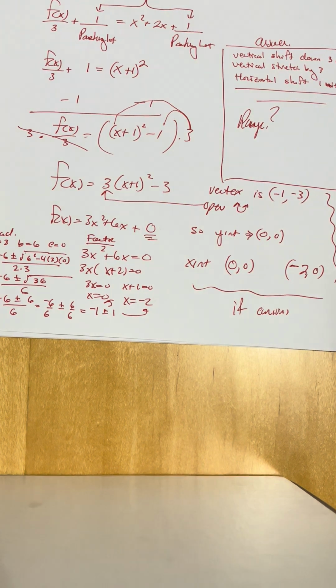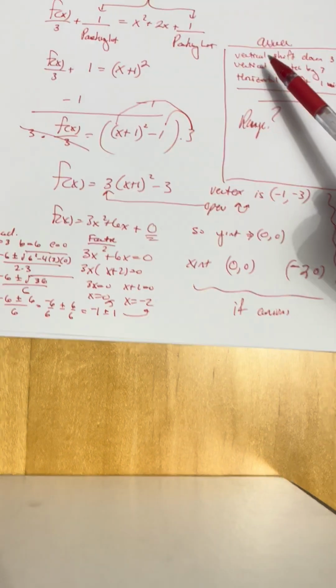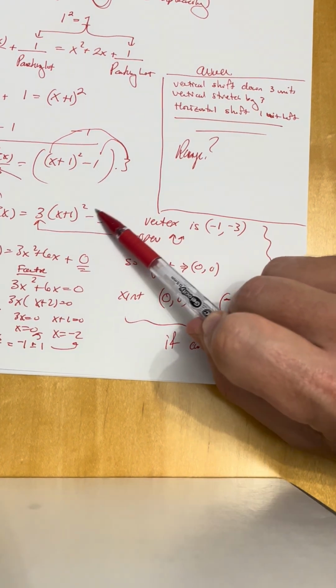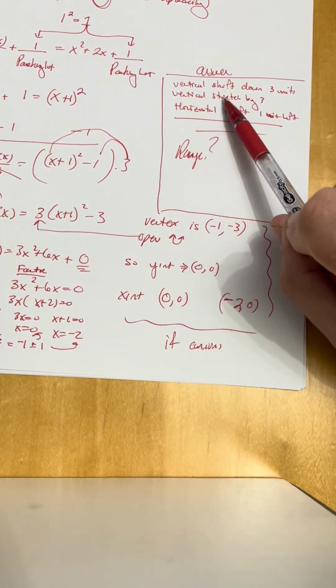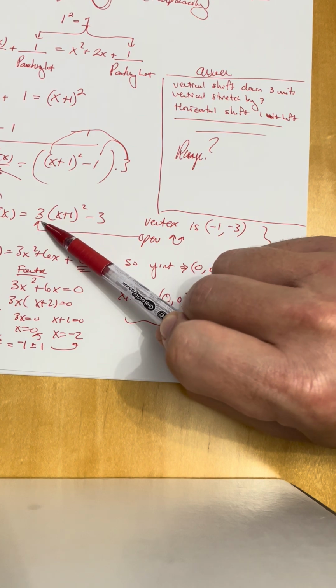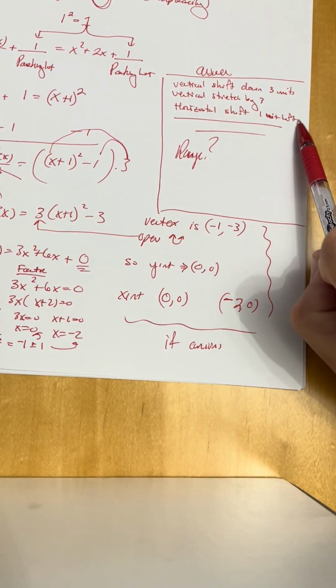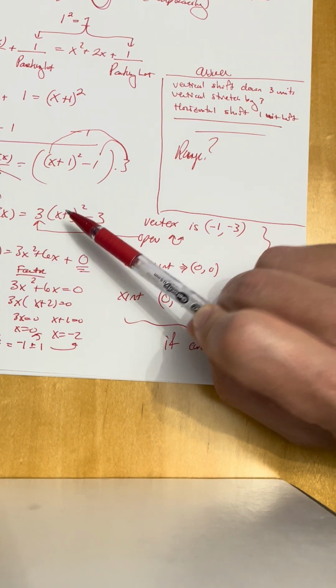Okay, so real quick, let me go back. I said that it's a vertical shift down by 3 units. That's what this part is. It's a vertical stretch by a multiplier of 3. That's what this is doing. And it's a horizontal shift 1 unit to the left. That's what this part's doing.